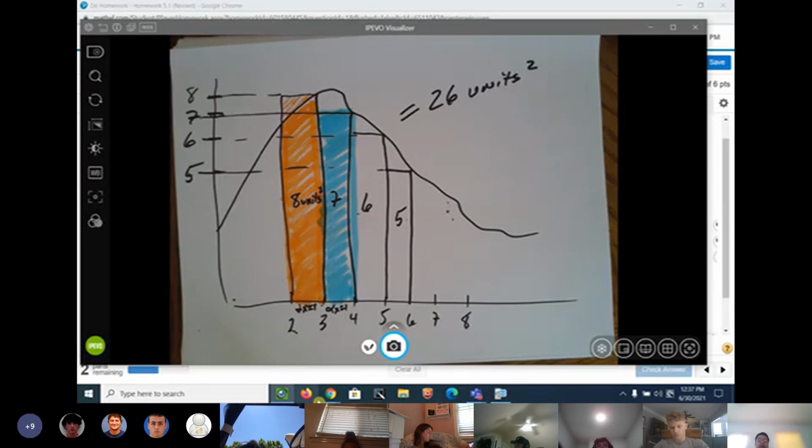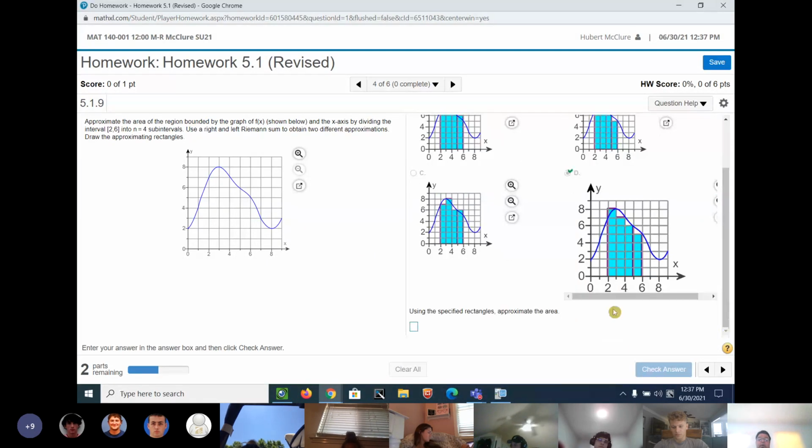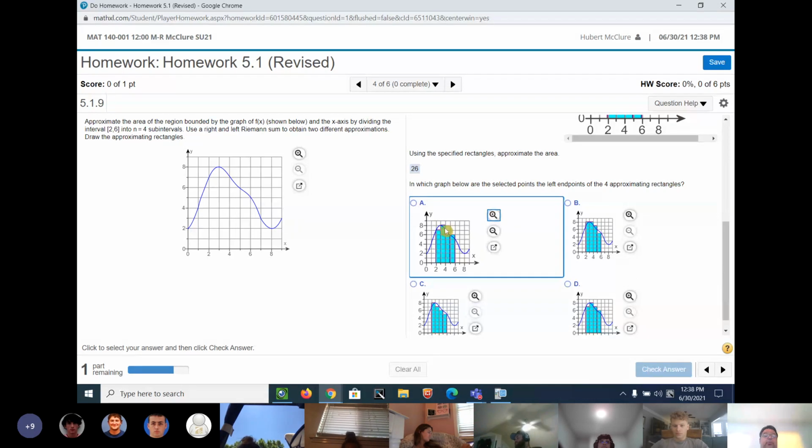So let's go back to the graph and go down, and that should be 26. Okay, now it says which graph below are the selected points, the left endpoints. Okay, that means that the surplus is on the right. So that would be A. Looks like A. Let me make sure. Yeah, the surplus is on the right. So I believe it would be A.